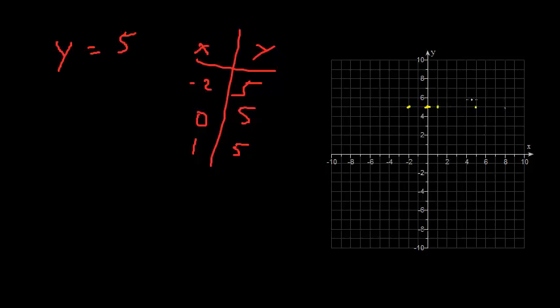So what I end up with is a horizontal line through where y = 5. And this is my graph. It's a horizontal line, the y-intercept of (0, 5), and we see it does not change as it moves across the x-axis. It just stays flat, just like that.